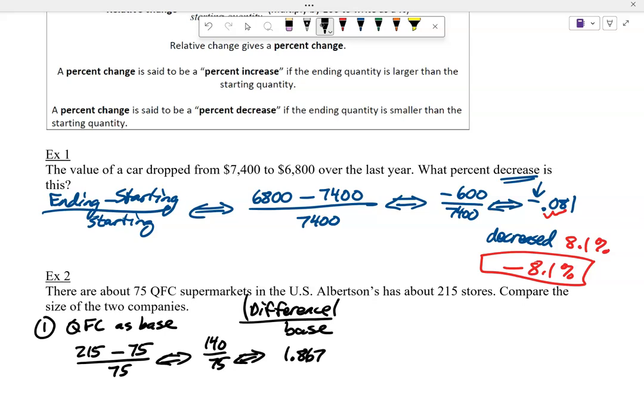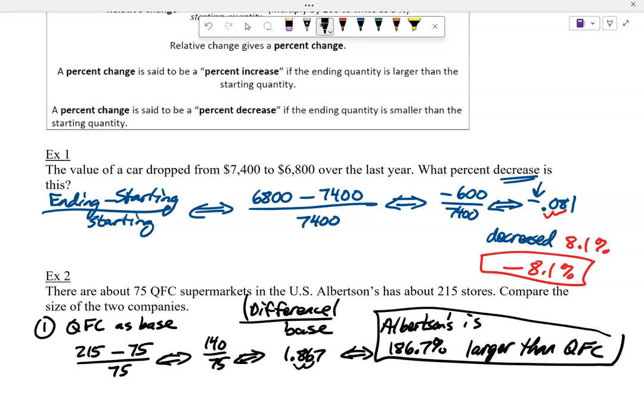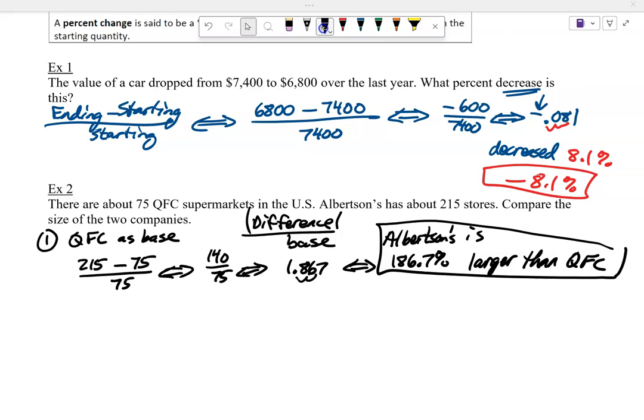So in other words, let's make that a percent. Let's move it over to 186.7%. So Albertsons is 186.7% larger than QFC, because we compared it with the base being the QFC. So that's solution 1.